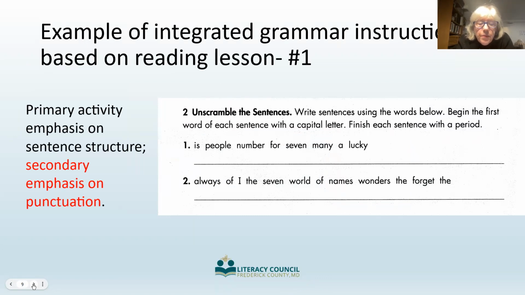In this example from the Challenger Level 3 workbook, the grammar instruction is completely integrated. The main focus of the activity is on sentence structure, but the secondary focus is on punctuation. Here, if you need to remind the student that sentences start with a capital letter, then that's fine, but you don't need at this point to try to teach a full lesson on capitalization.